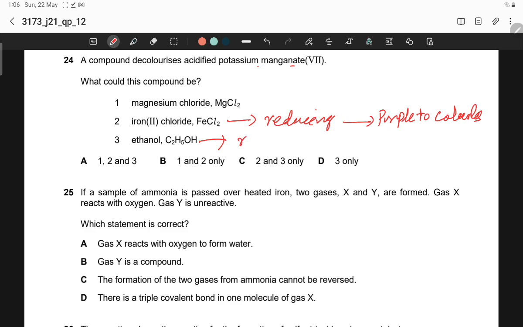Ethanol also acts as a reducing agent, so it also decolorizes potassium manganate. Same color changes. So option 1 is incorrect because magnesium chloride does not react with acidified potassium manganate. So options 2 and 3 are correct. So C option is the correct option.